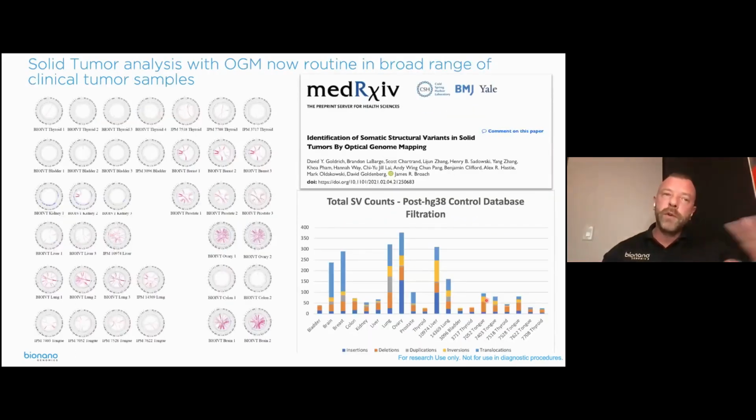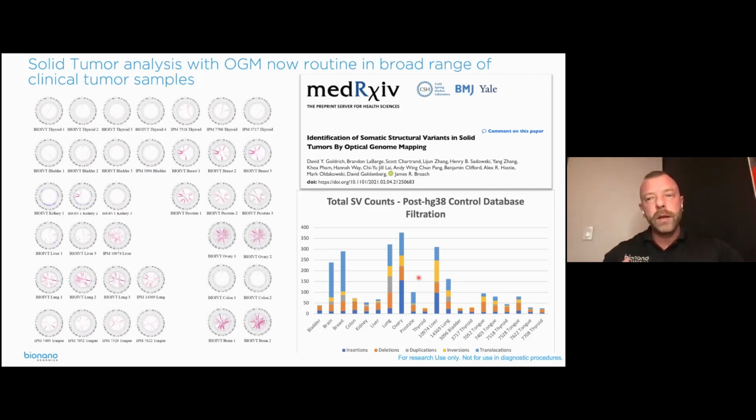Now let's switch from genetic disease to cancer. We have a lot of examples of discovery research in cancer as well. And this study just came out by a team led by Jim Broach, who heads up personalized medicine at Penn State University in Hershey. His team looked at a large number of different solid tumors with optical genome mapping. We had a lot of data already on leukemias, hematologic malignancies, but not so much data on solid tumors.